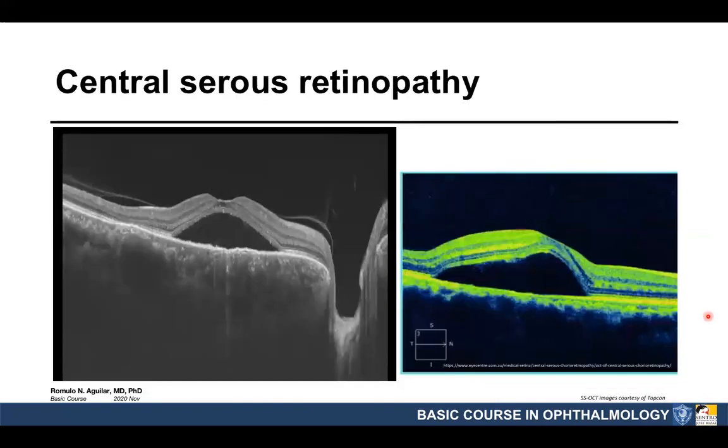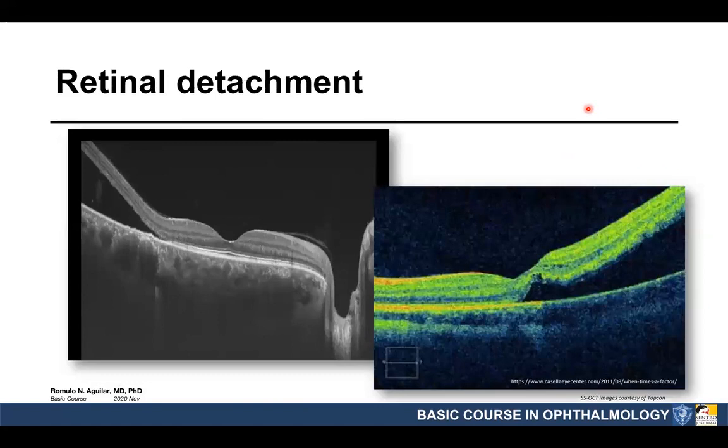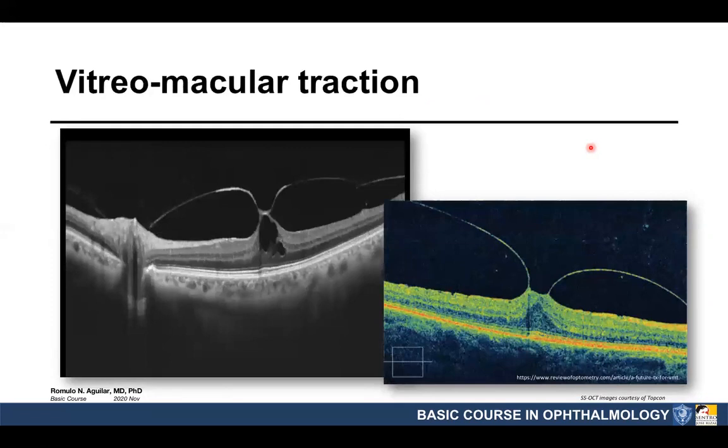Central serous, very typical finding. Neurosensory detachment of the central retina. Again, I call your attention to the tapered configuration, meaning to say the scan was centered on the fovea. Retinal detachment, macula on, retinal detachment, macula off. Vitreomacular traction on swept source OCT, on spectral domain OCT.